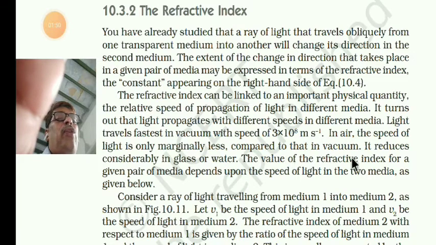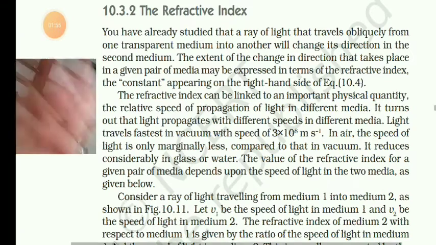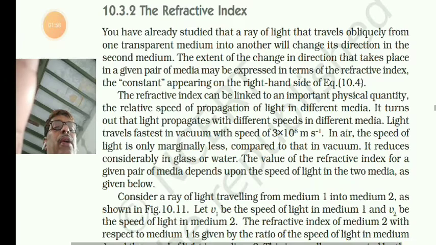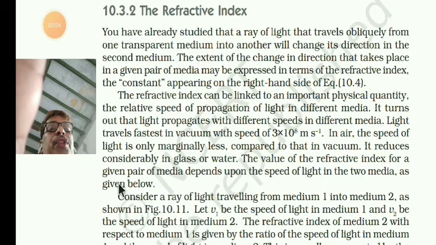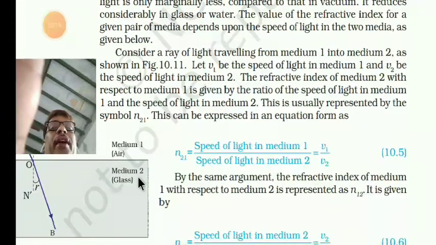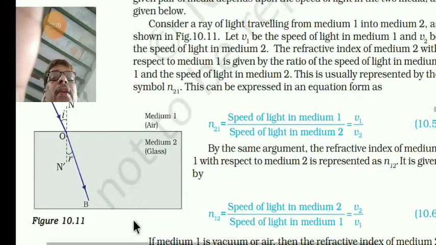The value of the refractive index for a given pair of media depends upon the speed of the light. So this you already know. The value depends upon the speed of the light in the two media as given below. Now you see, consider a ray of light traveling from medium 1 into medium 2 as shown in figure 10.11. See, this is medium 1 and this is medium 2.